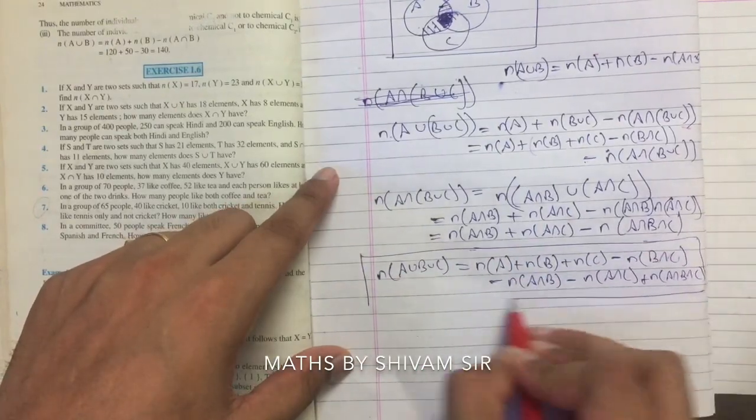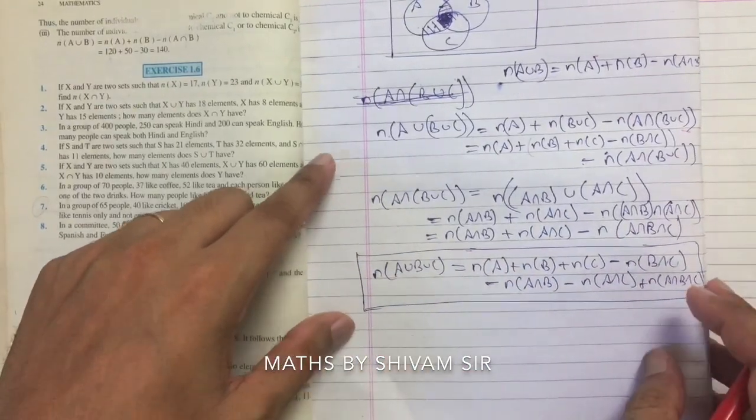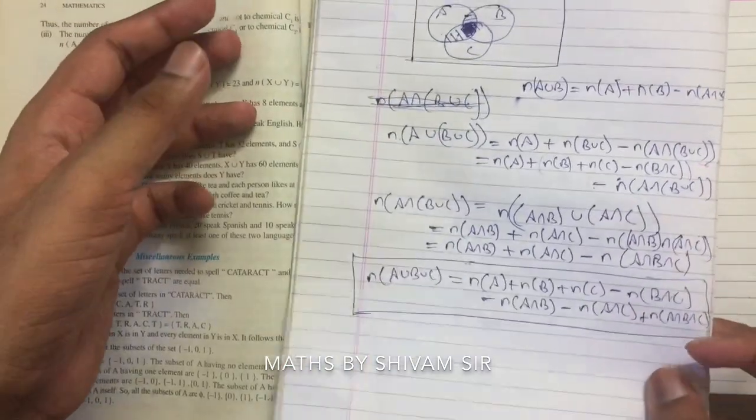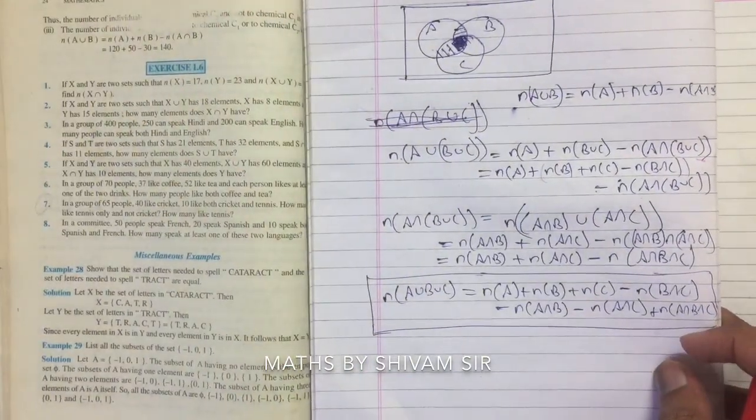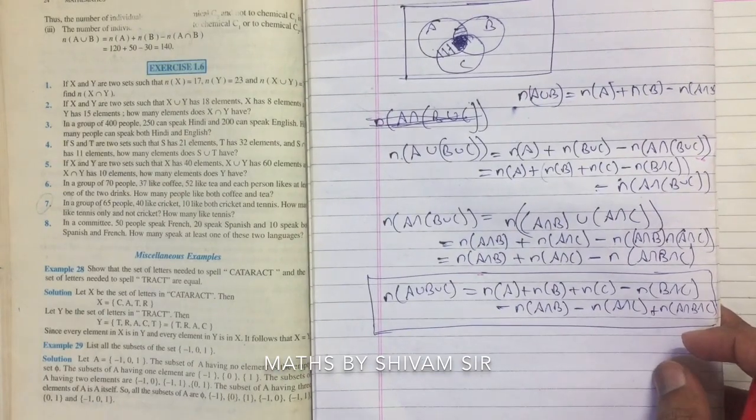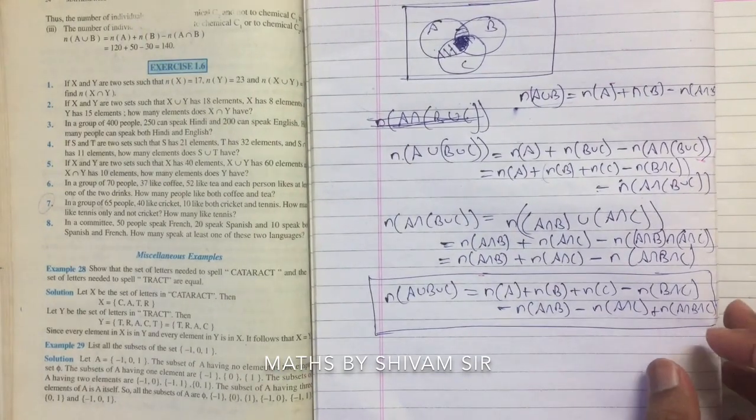So here we derived three formulas. The derivation is very easy. It is not that important, but if you want to know, you should know from where these formulas have been derived. So now let's solve exercise 1.6.